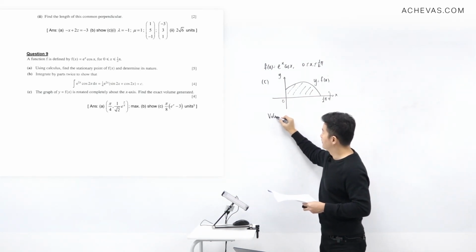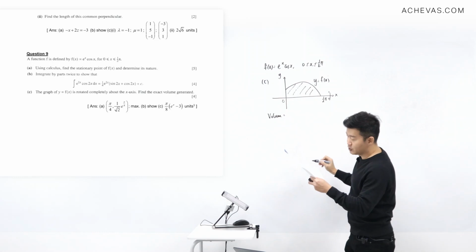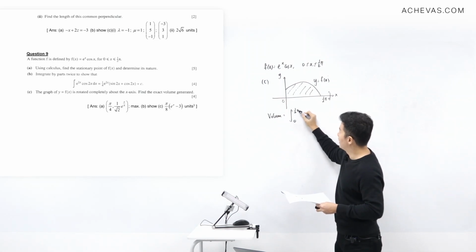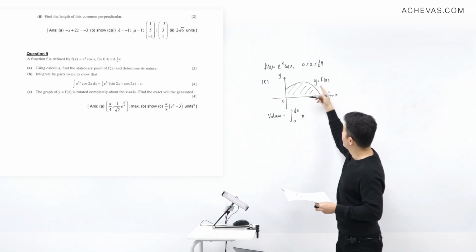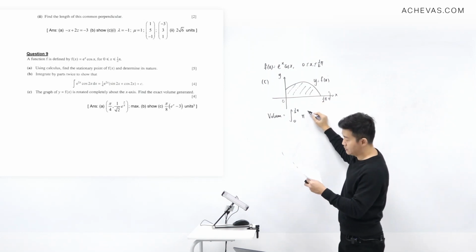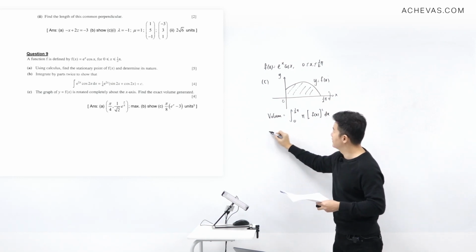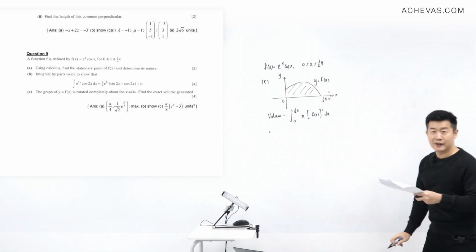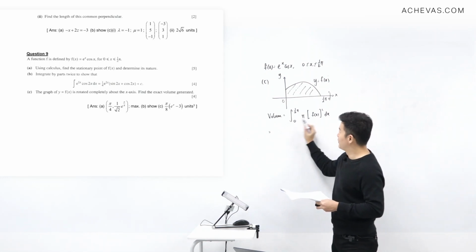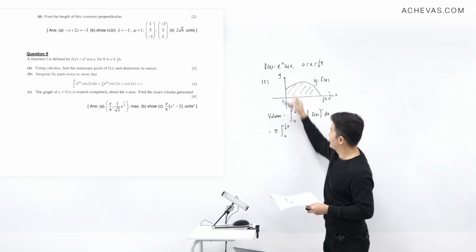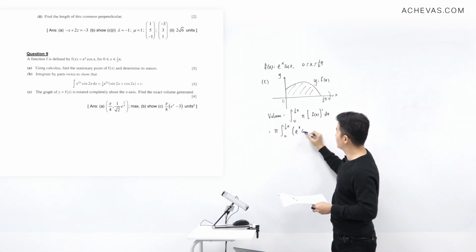So the volume is going to be integrating from 0 to half pi of f(x) squared. Let me write it down. So it is f(x) squared dx. To integrate this, I'm going to continue by taking out pi, then integrating from 0 to half pi. This square is like having e to the power of x cosine x, squared, dx.